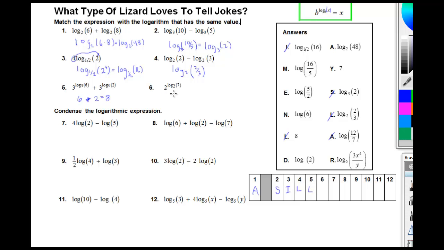And then number 6 is just a little easier because there's only one expression. 2 to the log base 2 of 7 is just 7. So number 6 is Y.